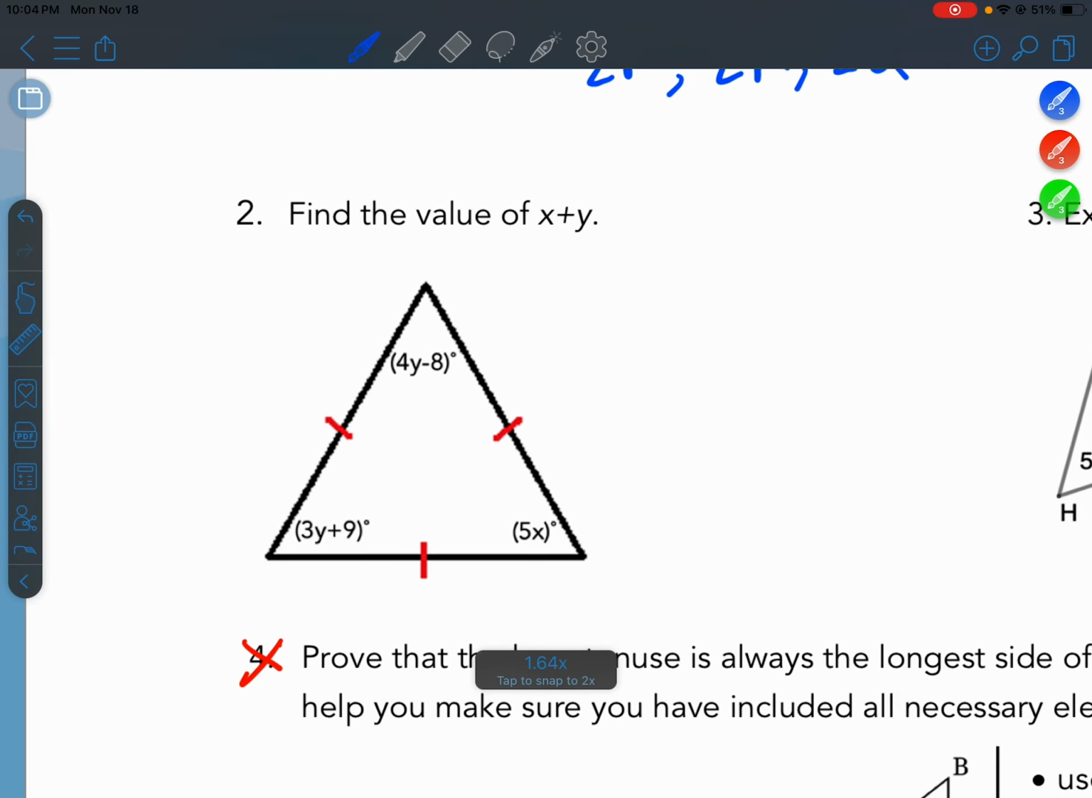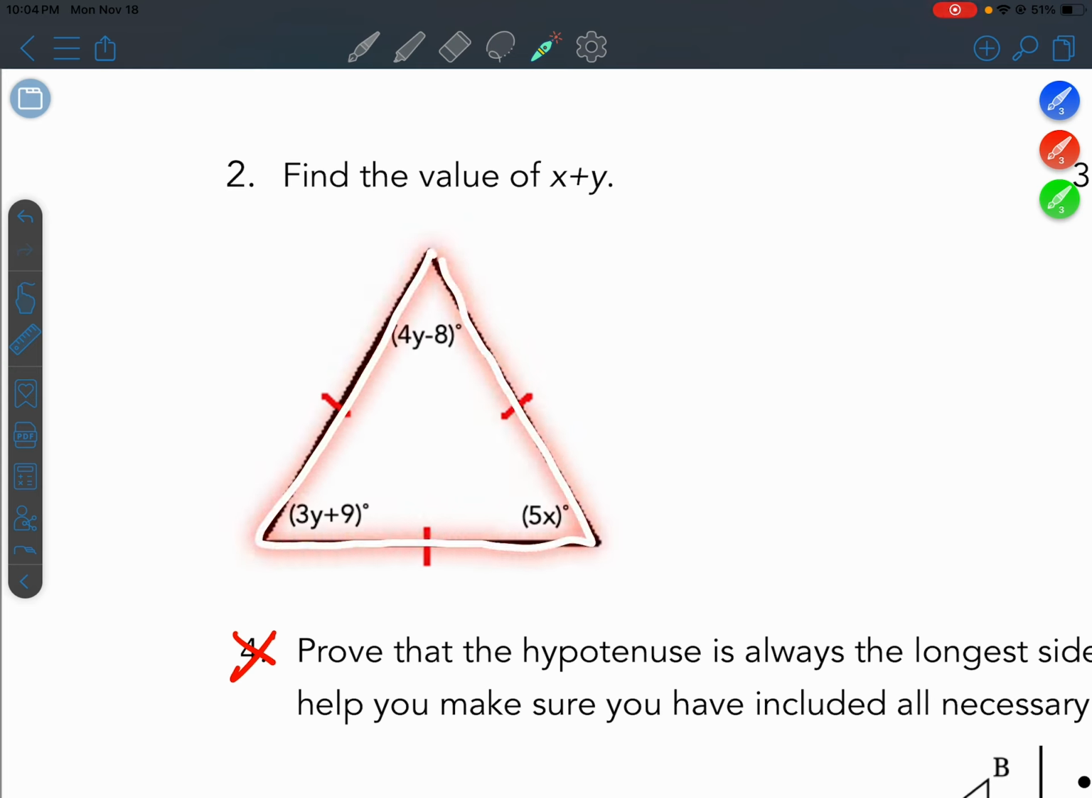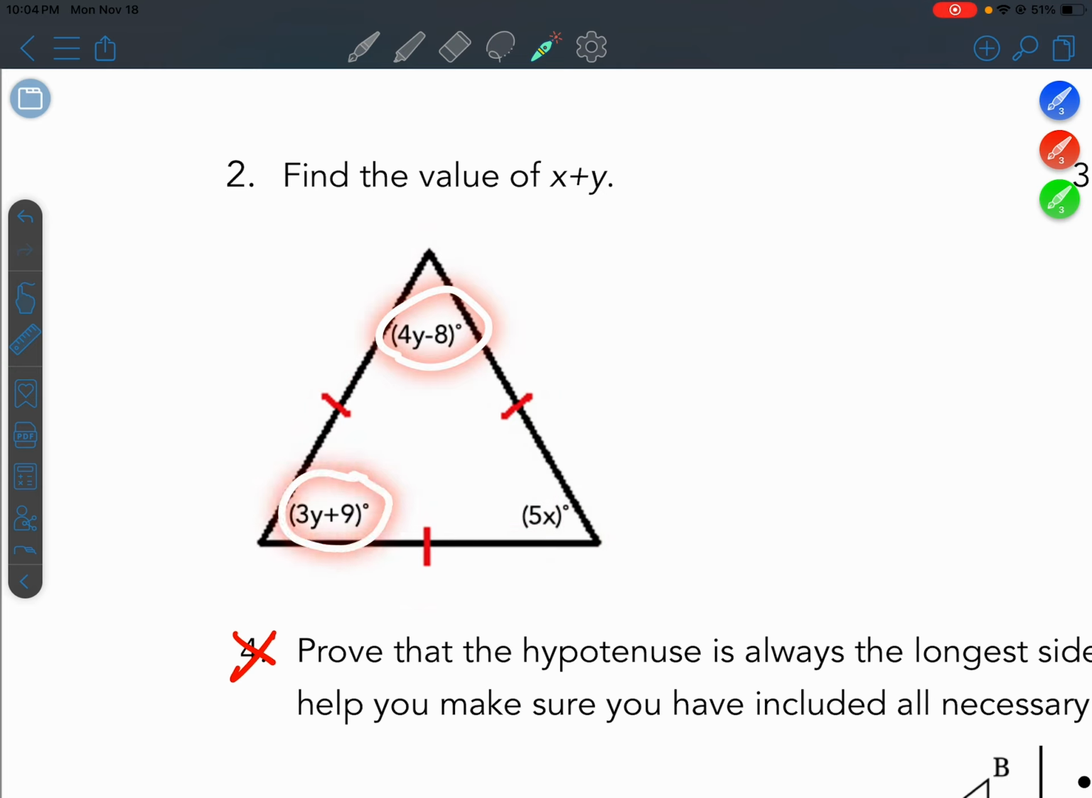All right, question number 2. Find the value of x plus y. Now this is a pretty challenging question because, well, first of all, we've got to know something about triangles where all 3 sides are the same length. And then we got to do some algebra. We've got y variables floating around there. We've got x variables floating around there.